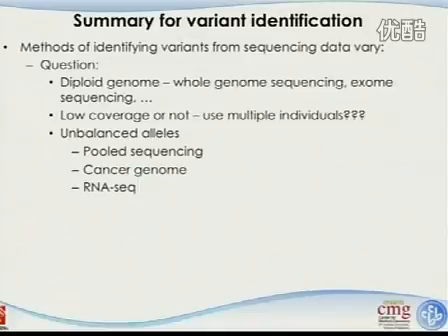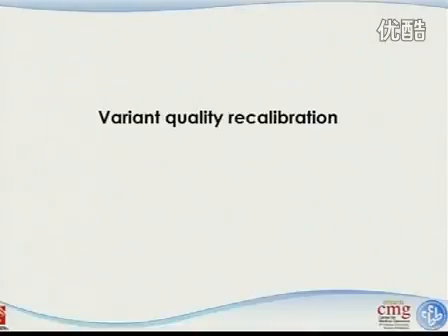So the summary for variant identification is that methods of identifying variants from sequencing data really vary, and it depends on the question we have, whether it's a diploid genome for whole genome and exon sequencing. We use the very early approach that we talked about. For low coverage, we use multiple individuals. For unbalanced data, we can use one of the approaches I listed there. And of course, ours is one of them as well.